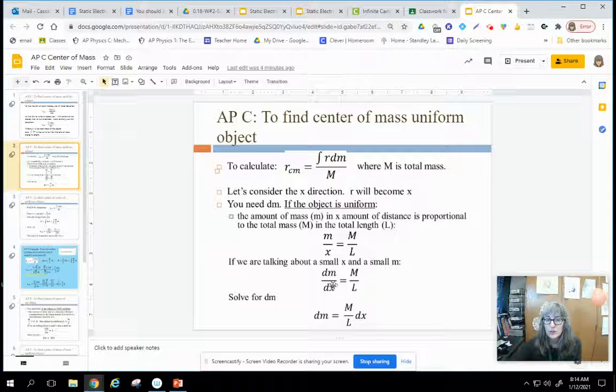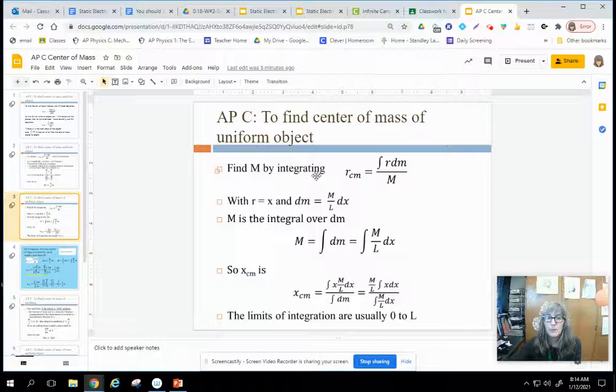So we're looking at dm over dx. So little bitty bits of mass and little bitty bits of distance. So now we can solve for dm. So dm is equal to M over L dx. And so now it doesn't look too horrible. So if we plug that in, so here's our integral, and if we plug in where r is equal to x and dm is big M over L dx, then this becomes our integral.